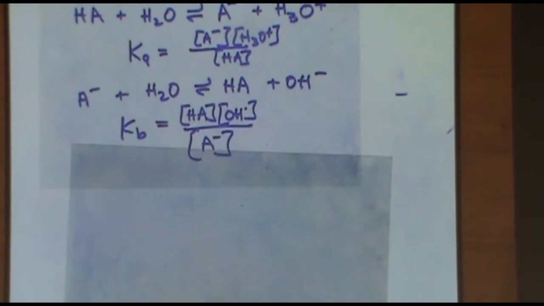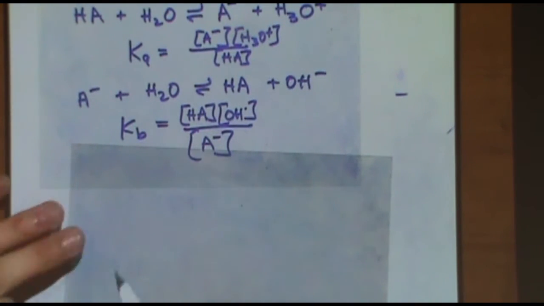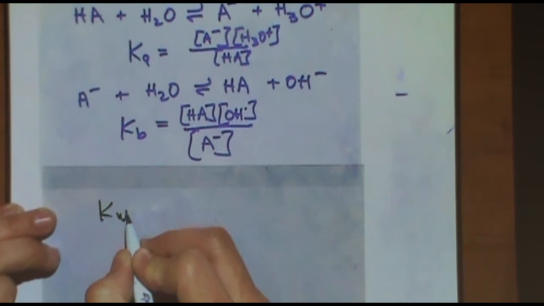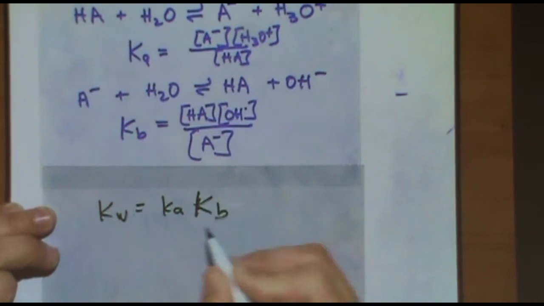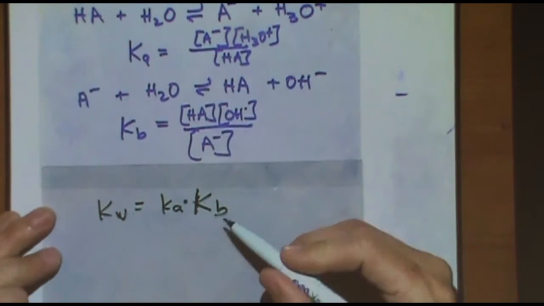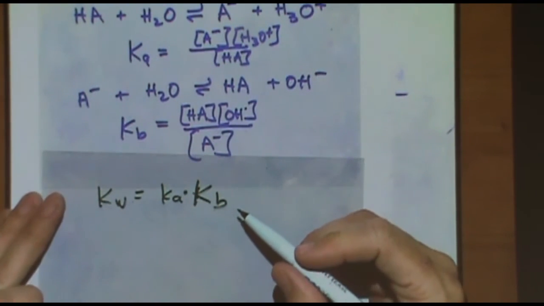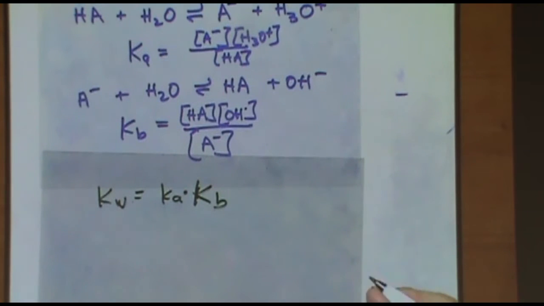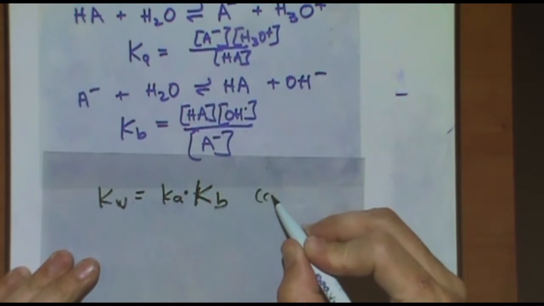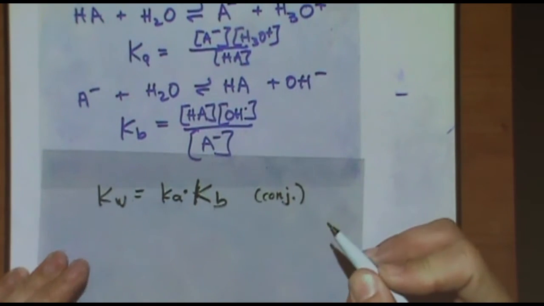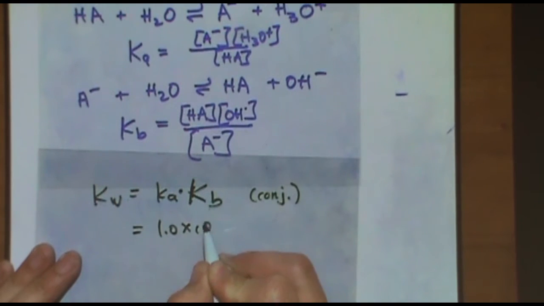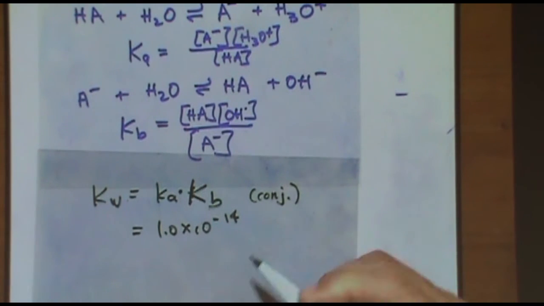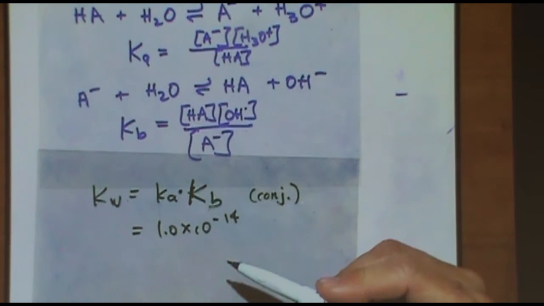All right, your instructor will probably, I will definitely give you this: Ka times Kb. In order for this equation to work, the acid and the base must be blank. Conjugates. Yeah, you must have a conjugate acid and a conjugate base. Remember, Kw is a constant. It should also be given by all instructors on the exam. 1.0 times 10 to the minus 14.